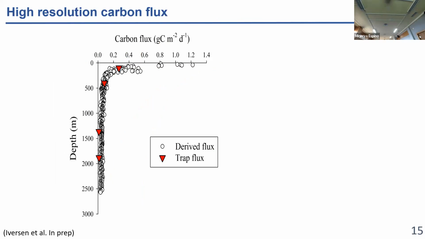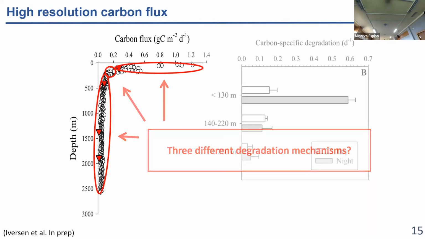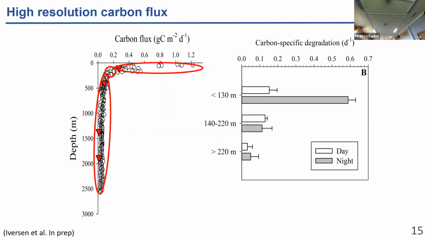So this is a data set from Northwest Africa, where we use camera profiles, it's all the open circles, and sediment traps within the water column to try to get a high resolution of fluxes. And just like in the previous set, again with several assumptions, we tried to estimate the different degradation rates through the water column. And because we had camera profiles, we could do it for day and night separately during the study, so we could start seeing differences.